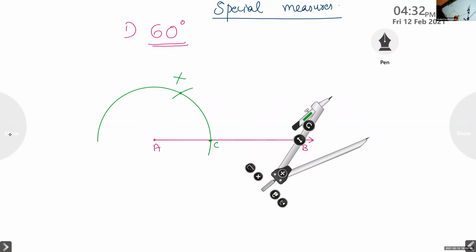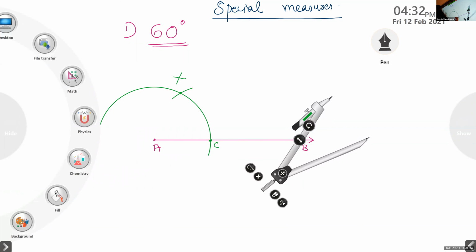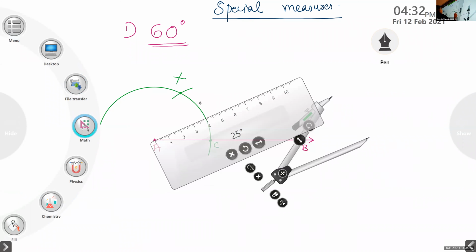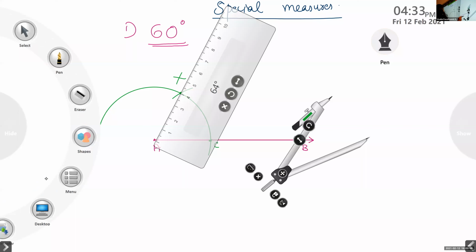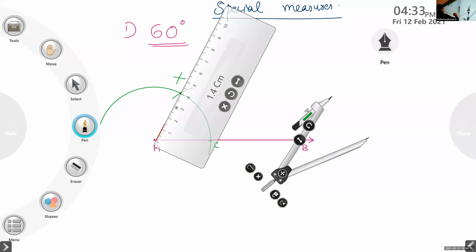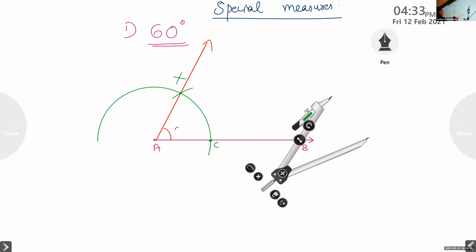Take our ruler again, and join A and X. Can you see I have kept the ruler at A and X? This is the 60 degree angle. After drawing, you measure it. It will be exactly 60 degrees. Clear, children?